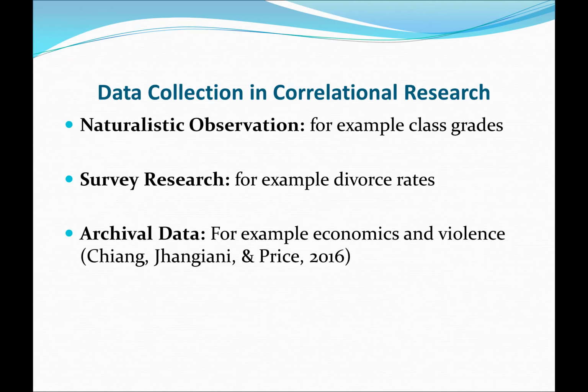So data collection in correlational research is either naturalistic observation, survey research, or archival data. Naturalistic observation is a type of field research where you gather data about a behavior or phenomenon in its natural environment without intervening. Usually it's an observation where the researcher records, counts, describes, and categorizes the actions of what they are researching in their natural habitat.